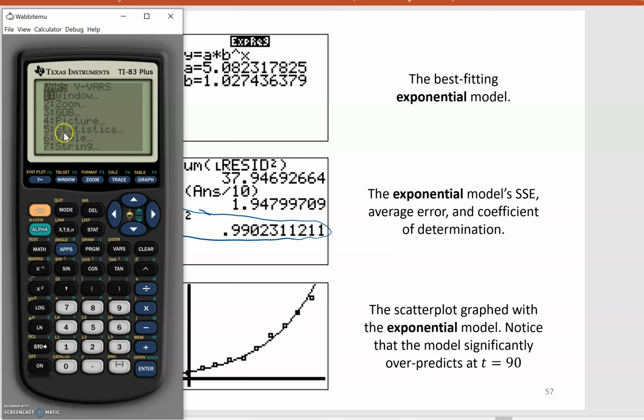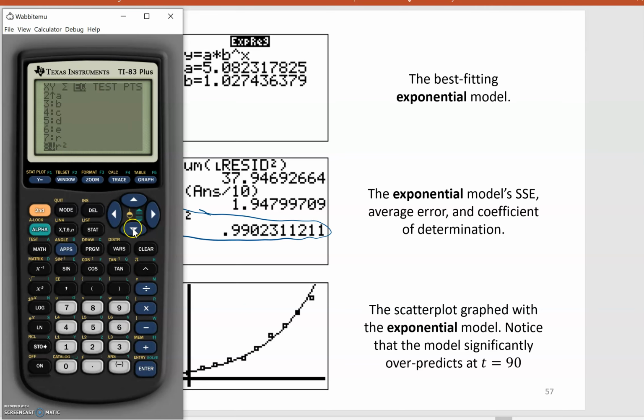So you go to statistics, VARS statistics, equation, and you see here number 7 is R, that's your correlation coefficient. Then number 8 is little r squared. That's actually what we want for the exponential regression.